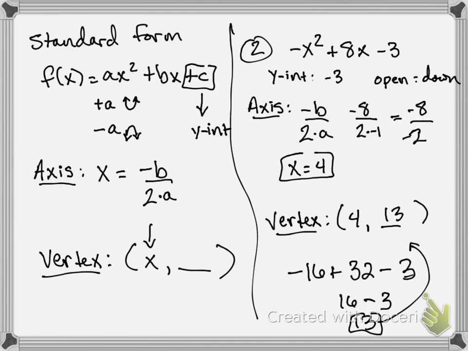So my axis of symmetry is x equals 4. The vertex is 4, 13. The vertex is always 2 numbers. I got a question: how do you find the max and the min? Great question. How do we find the max and the min?